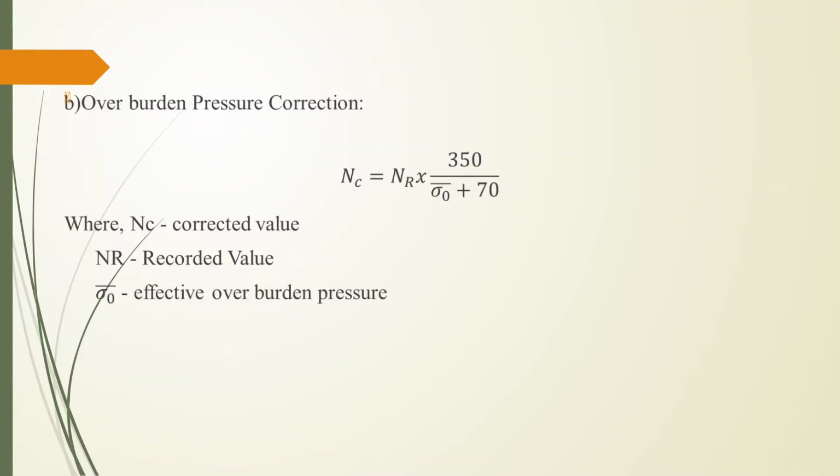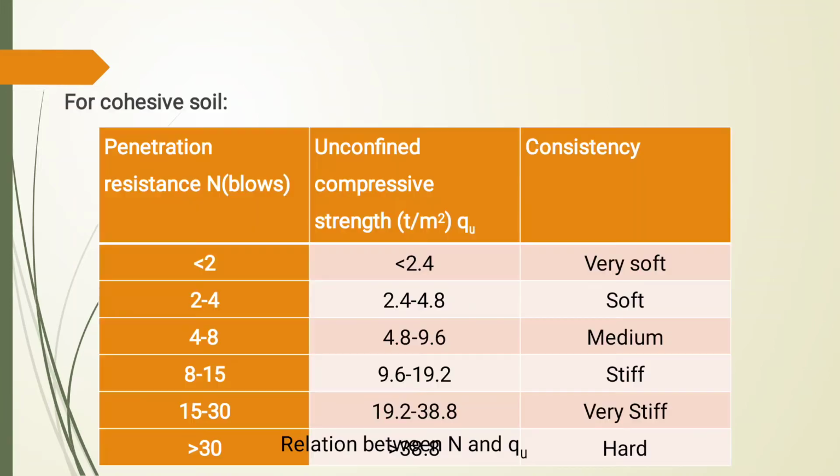Second one is overburden pressure correction. Nc = Nr × 350 / (σ0' + 70). Here σ0' is the effective overburden pressure.